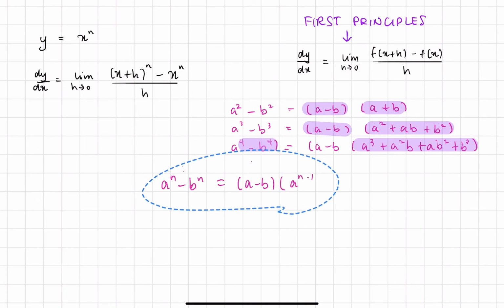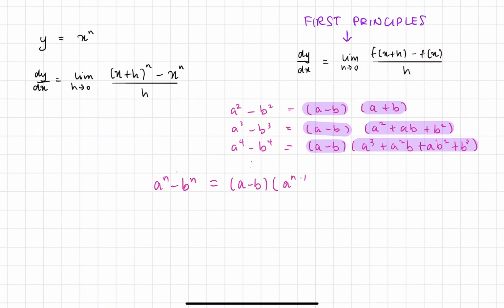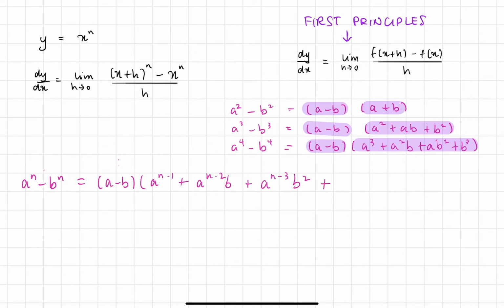I'm going to need to write this over here. Plus a to the n minus 2, the a keeps going down, and the b's start to go up. And then we have a to the n minus 3 times b squared. So the a's keep going down and the b's keep going up. Now plus, obviously we don't know how long n is, so we're going to have to put some dots in the middle. It's going to go for however long n is.